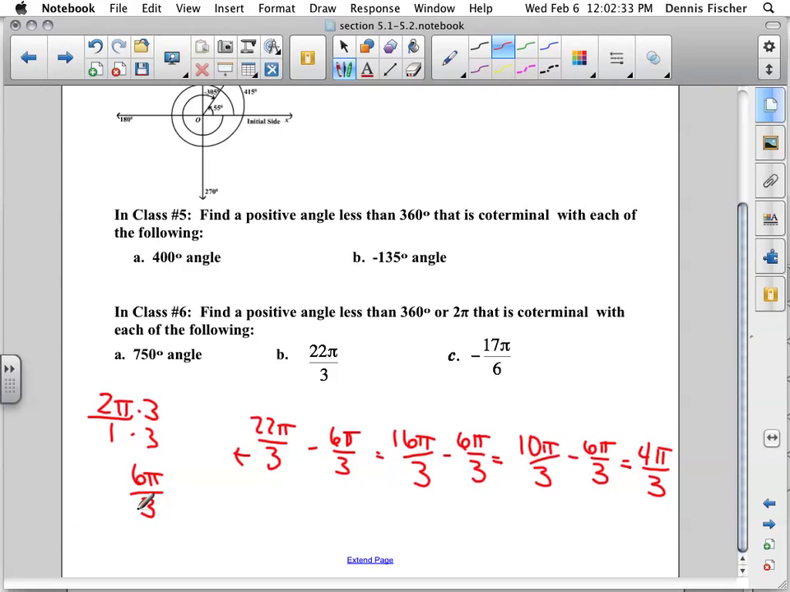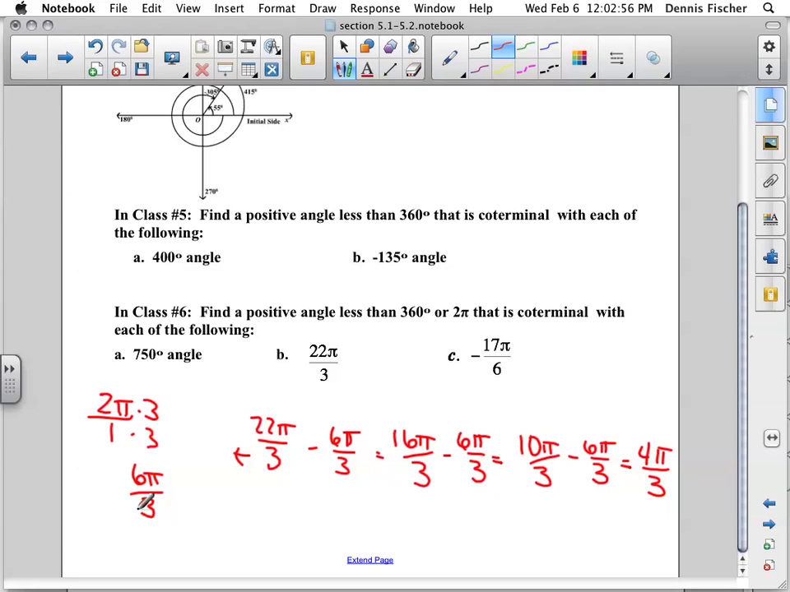Can you just start with 6 pi and then multiply it by 3 when you move your denominator? Can you just start with 6 pi over 1? And then get your denominator of 3 and get 18 pi over 3? You could. It just depends on how many times you're going to go. I might ask you for 4 coterminal angles.